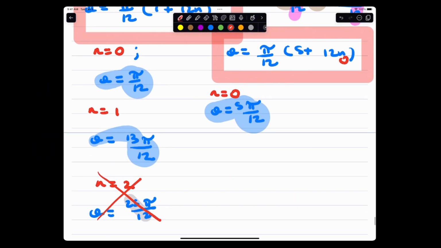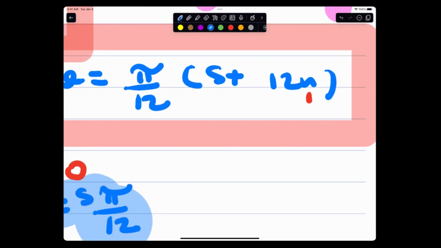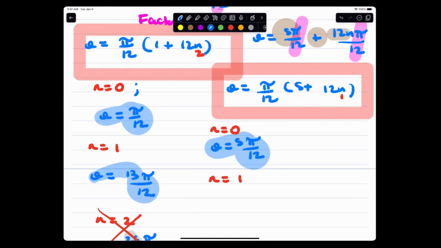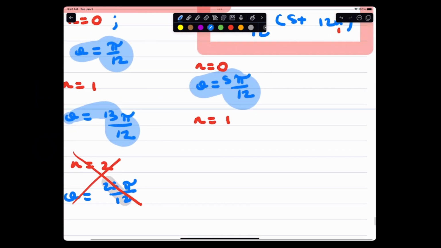n is 0. Now let n be what? 1. So what happens when I do my arithmetic now? 5 plus 12, because 12 times 1 is 12. What's 5 plus 12? 17. Theta is going to be what? Is that ratio here of 17 over 12 smaller than 2?